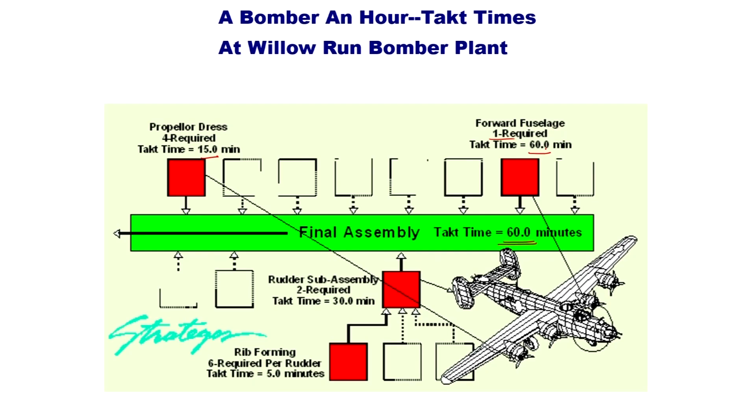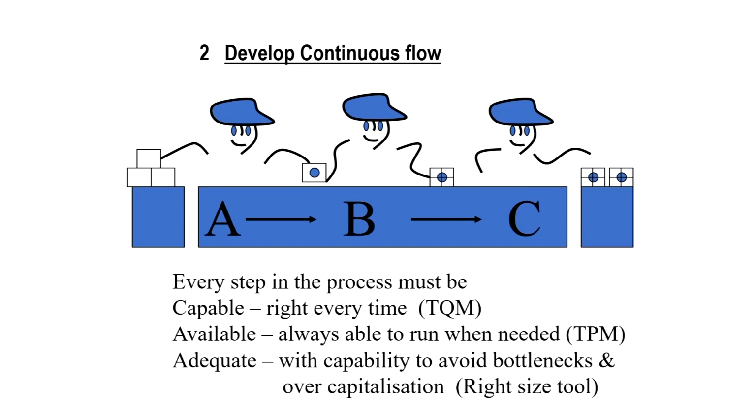If there are 2 sub assemblies required, takt time is 30. For each sub assembly 6 components are required, so the takt time of this will be 5 minutes. So like this, we can work out the takt time of all the processes required. Then develop the continuous flow.